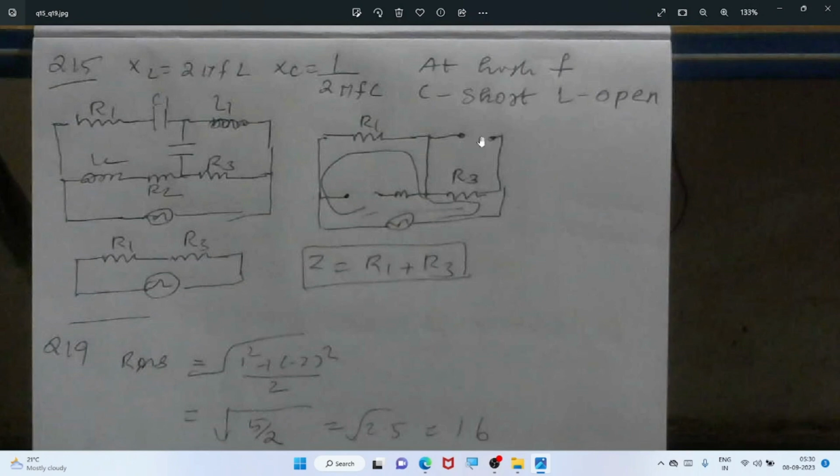So here two opens are there. So the current will come from this and go to this in the simplified circuit. So the Z will be R1 plus R3. Okay, this is the impedance.